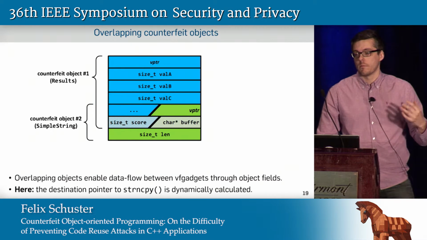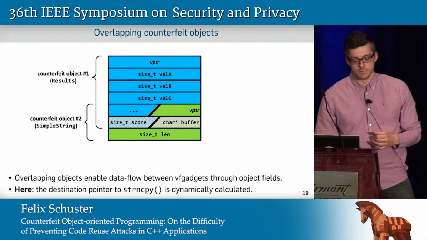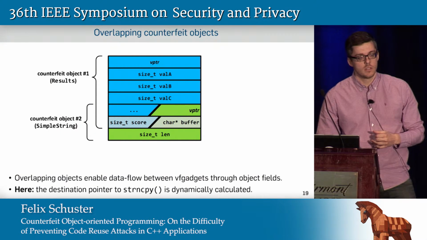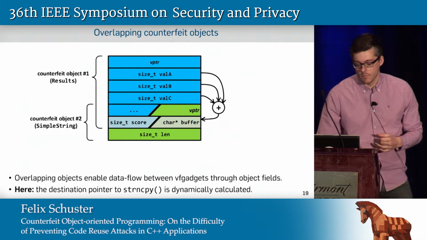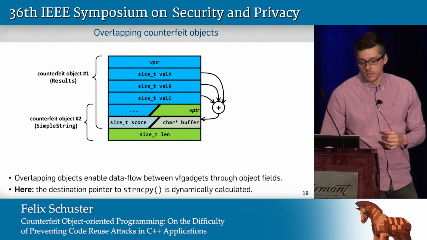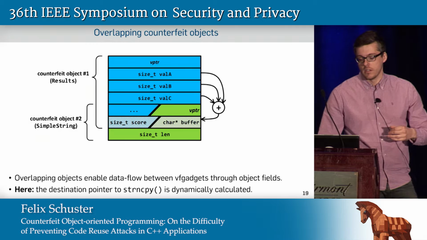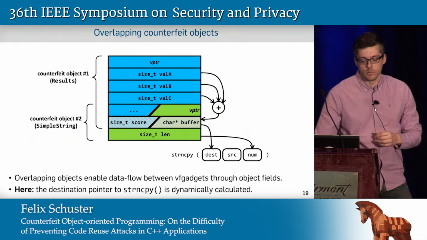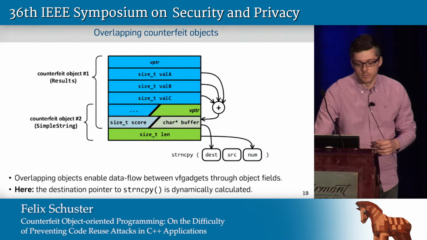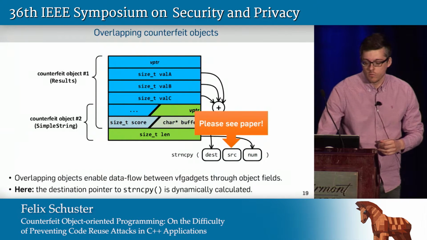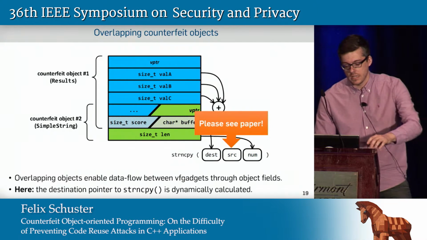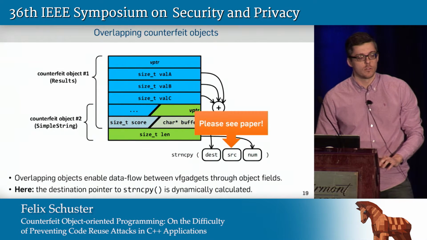And here's how we do this. We have the concept of overlapping counterfeit objects in COOP. So see, we have the blue object, which corresponds to the first VF gadget I showed you. This calculates the sum of A, B, C and writes this to the field down below. And because these counterfeit objects overlap, the next VF gadget interprets this value that we wrote as a destination pointer for this memcpy operation, string copy operation. Of course, you would also want to control the source pointer probably in a code reuse attack, but this is explained in the paper.